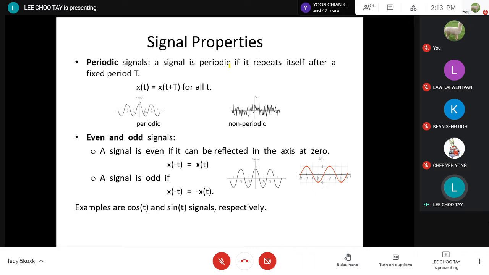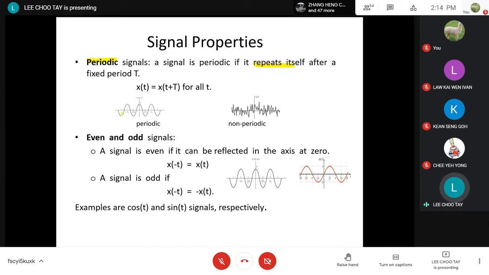So these are all revision. Okay, the first type of property is called periodic. What is a periodic signal? A signal that is periodic is one that repeats itself after a fixed period of time. So these are called periodic signals.